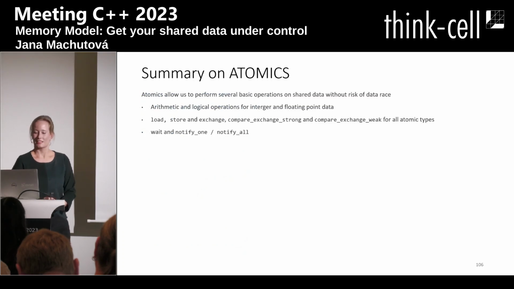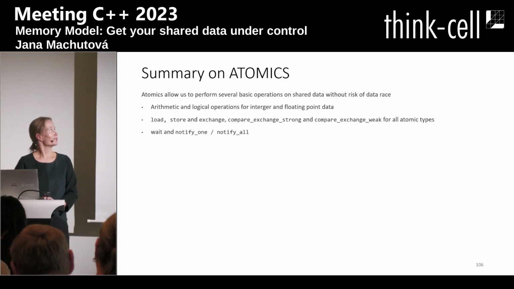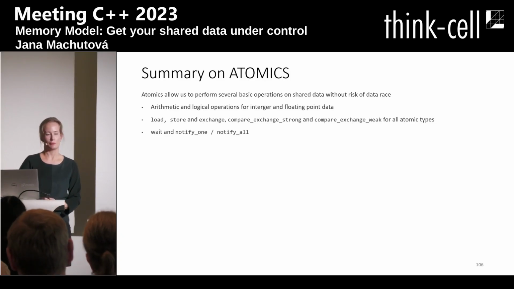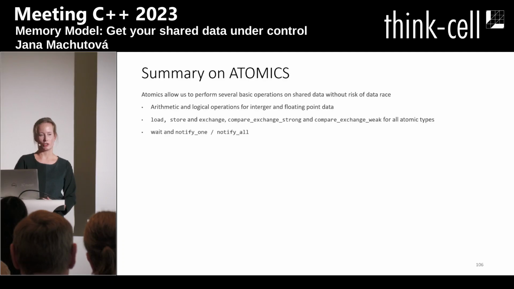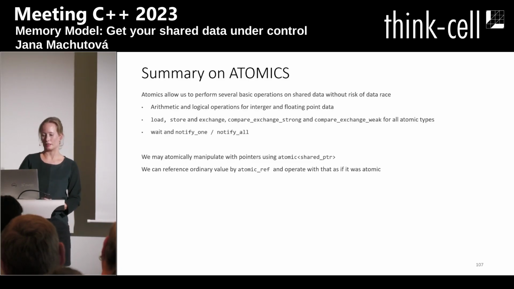So that was about atomics. I want to summarize it a little bit. They allow us to perform several basic operations on shared data without risk of data race. For arithmetic and logical operations on integer and floating point data, and for all the atomic types, you can use load, store, exchange, compare exchange strong, and compare exchange weak. And you can also wait and notify all. We can manipulate pointers using atomic shared pointer, and reference an ordinary value by atomic reference.